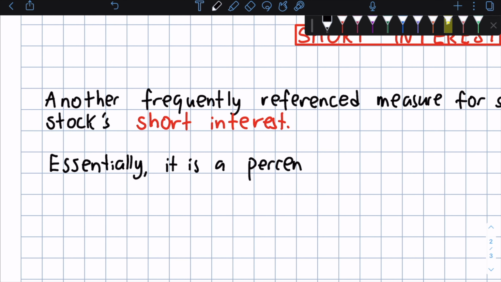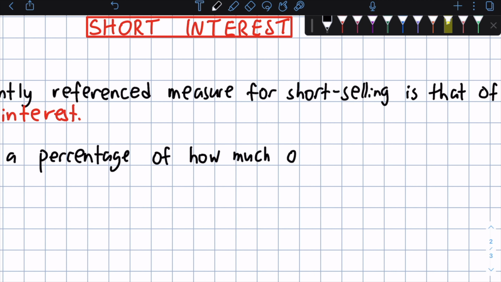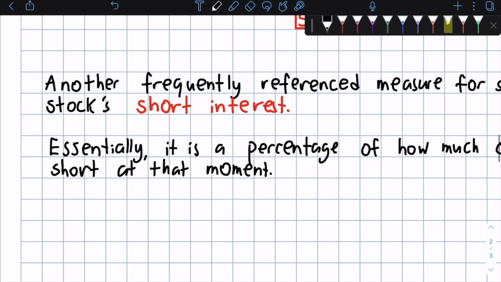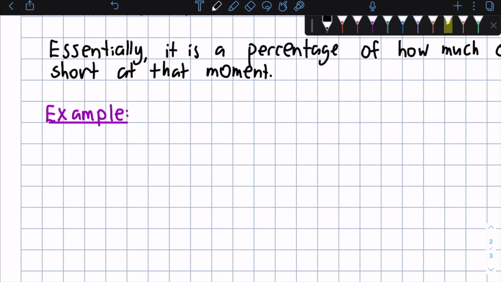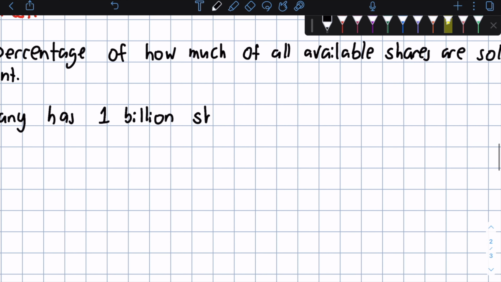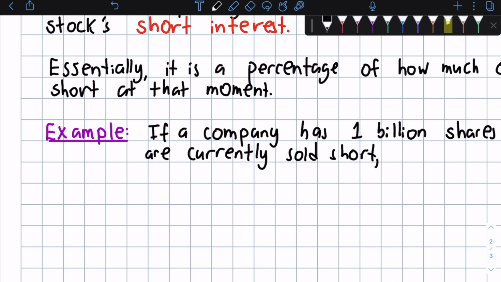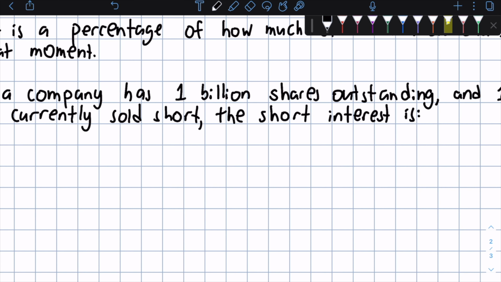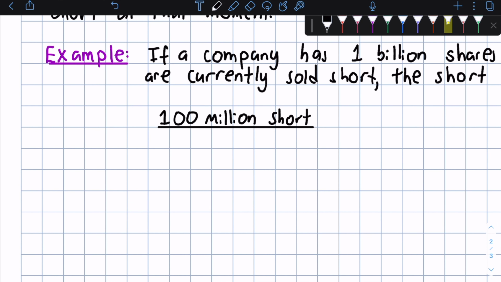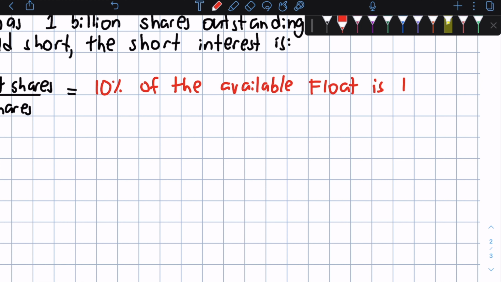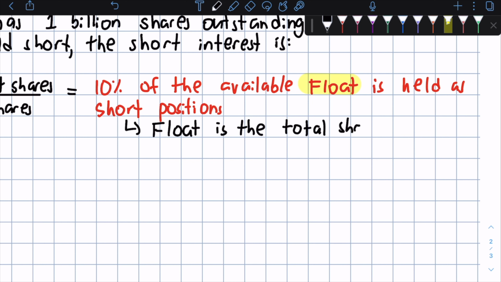Essentially, it's a percentage of how much of all the available shares of an equity are sold short at any given moment in time. As an example, if a company has 1 billion shares outstanding as the free float, and 100 million are currently sold short, the short interest is then 100 million shares sold short at that moment, divided by the total amount of outstanding shares, which comes out in this case to be 10% of the available float held as short positions, and this is that short interest.